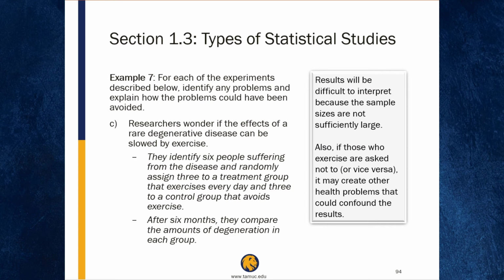One of the issues is results will be difficult to interpret because there were only 6, and the sample size is really not sufficiently large. Another possibility to look out for is similar to the coffee drinking. If those who exercise are asked not to, something that's not normal for them, it may create other health problems that could confound the results.